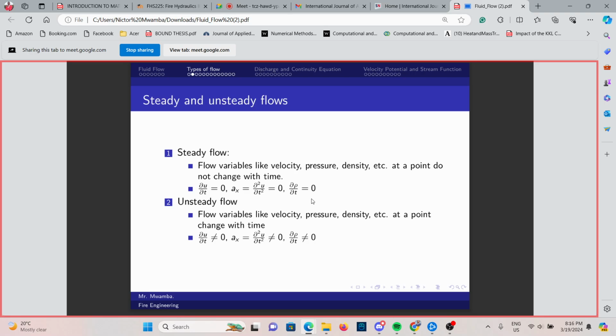In an unsteady flow, the flow variables change with respect to time at different instances. You find that the density is different, the pressure is different, even the velocity of the fluid itself is different. Such flows are known as unsteady flows, and these are quite common. They are usually found in nature.